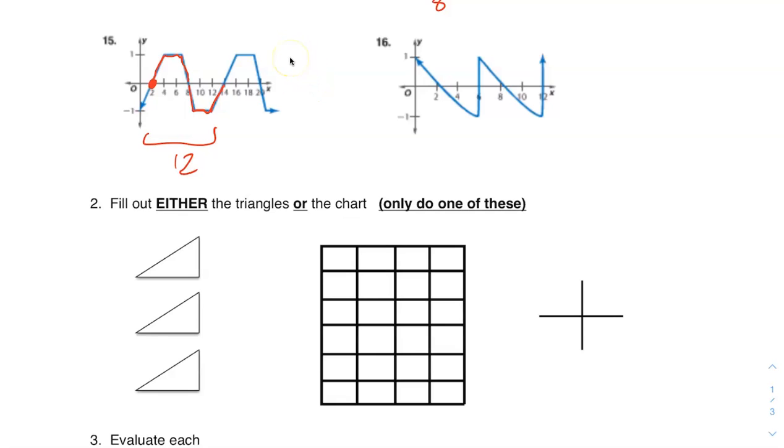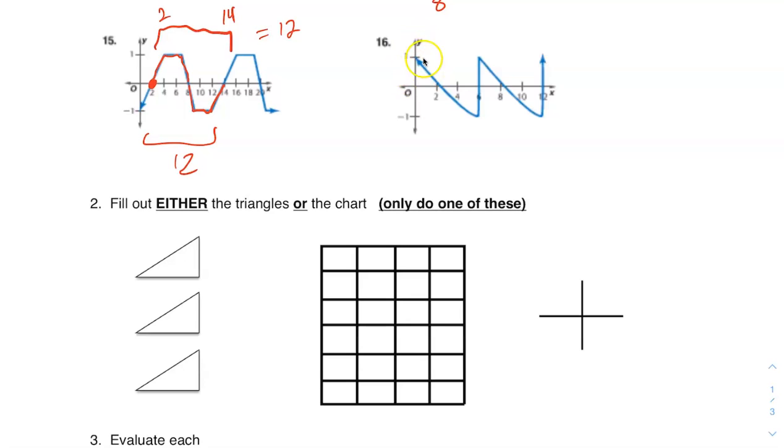So that would be a full period. It would be from 2 all the way to 14, which makes the period 14 minus 2, or 12. So you can start anywhere you want. I tend to start at the y-axis, but you could start wherever the origin hits and see how long it takes to repeat.